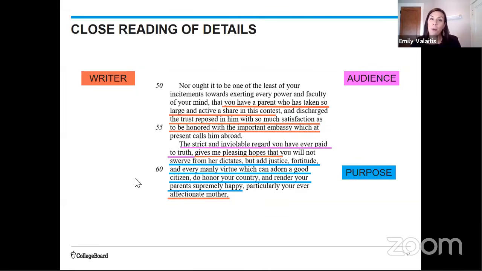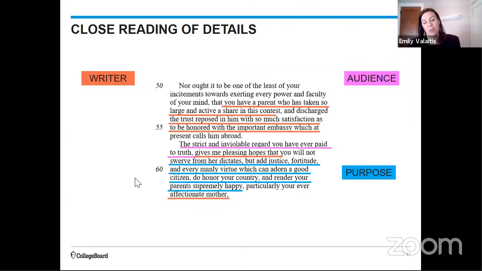And we're learning more about the purpose, where before it wasn't just about understanding what her argument is, but she's starting to kind of shift into this notion of, these are the traits you need to be a good citizen, to honor your country, and to render your parents happy. That there are three things that she hopes that he accomplishes on this trip, and that it will render his parents supremely happy.